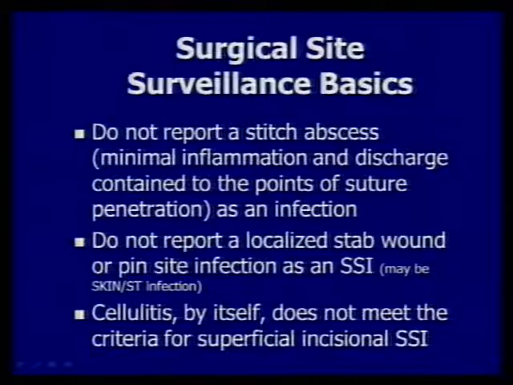So some of the basics, if the patient has a stitch abscess, that is not considered to be a surgical site infection, so do not include that. And usually you can determine that by the description of either the surgeon or whoever's documenting that site that it is a stitch abscess. And so we do not need to report that. If it's a stab wound, then that is not reported as a surgical site infection as well. So if they did a stab wound to place a drain and there was some irritation around that site, then that's not considered to be a surgical site infection. And then cellulitis by itself does not meet the criteria for superficial, yes?